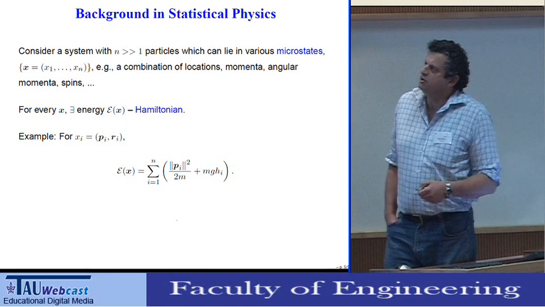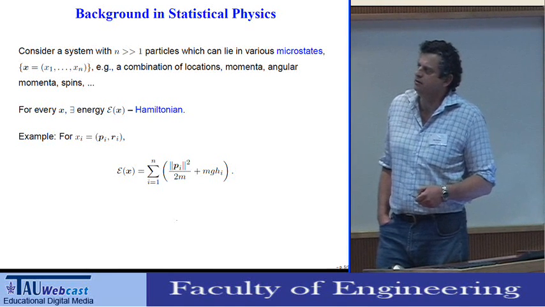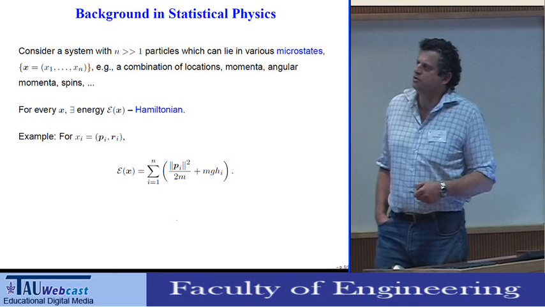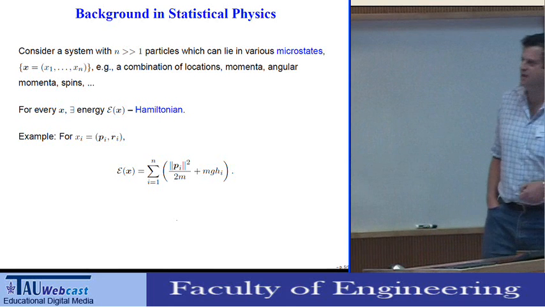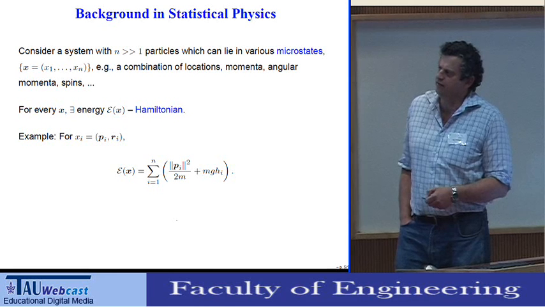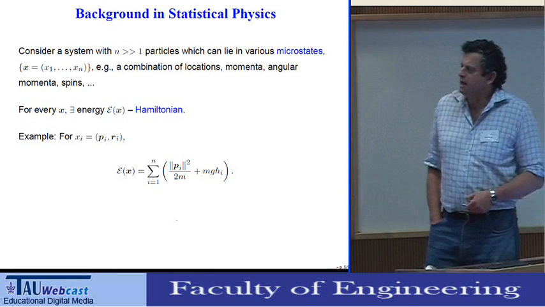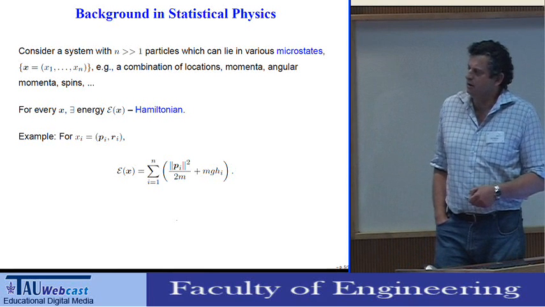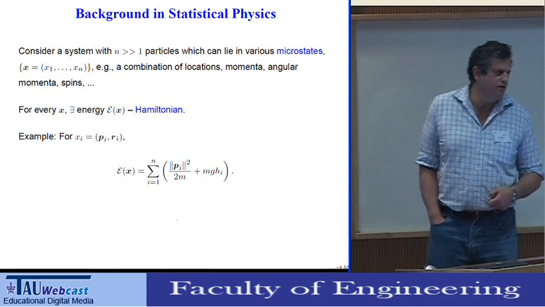And with each such microstate, there is a certain energy, script E of x, and this function is called the Hamiltonian. So a very simple example, if every x_i is itself a vector composed of the momentum and the position of this particle in space, then a very classical example of a Hamiltonian is composed of the kinetic energy and the potential energy of each particle.